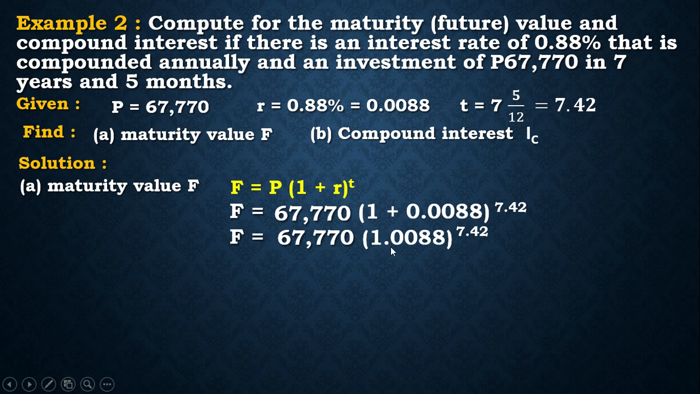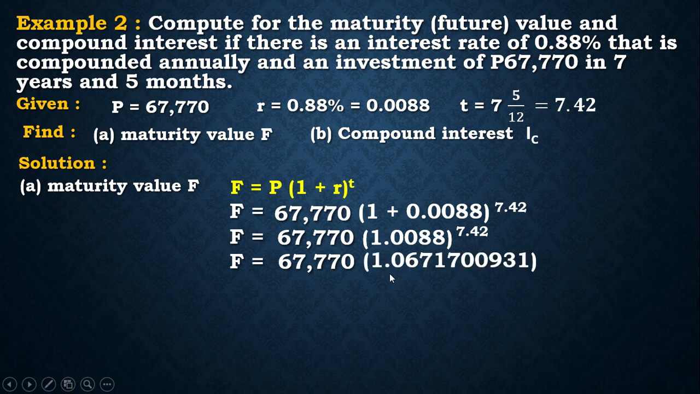So, sunod pong step, i-convert po natin ito. 1.0088 raised to 7.42. Ang 67,770 or the principal, still the same pa rin siya. Iko-convert po natin ito after we add and then convert. We have 1.06717000931.